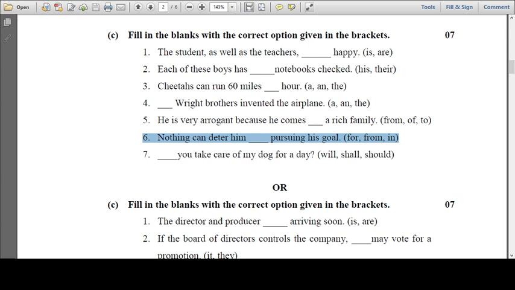Shall will not come, but if there is "I", then "shall" will be the answer. But if "you" is there, then "will" is the answer. Should will not come because should is generally used for obligation, or when a necessity or certain kind of duties are there. In those cases we are supposed to use should. So the answer will be "will".